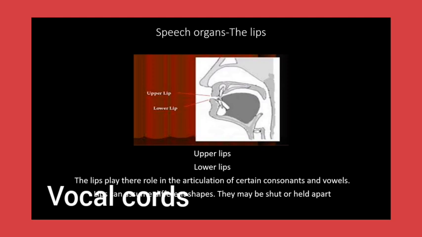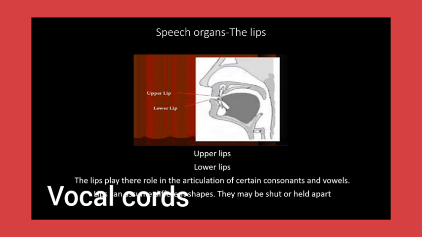The primary function of the lips is to close the mouth. When two lips come together, what happens? The mouth cavity is closed. Am I right? Mouth cavity is closed. So to close and to open the mouth cavity, it is operated by the lips. The lips also are speech organs. Two types of lips are there, upper lips and lower lips. The lips play their role in the articulation of certain consonants and vowels.